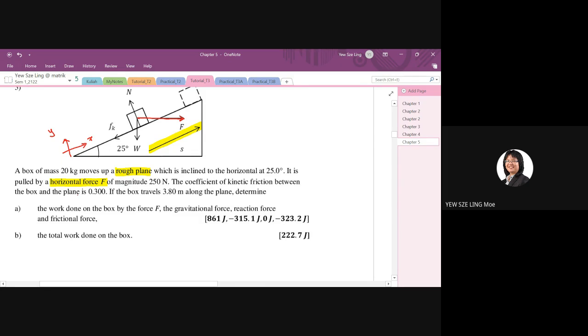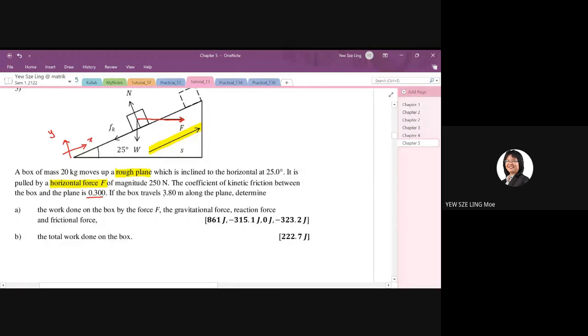So for puzzle questions, I think you need to sketch this free body diagram by yourself. If it mentions the term horizontal force, you need to know it is like what you have in the diagram, the red arrow here. It is not parallel to the inclined surface. So the box is being pulled by a horizontal force. The coefficient of kinetic friction given is 0.3, and the S given is 3.8 meter.